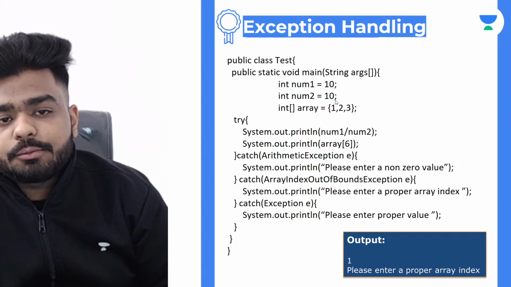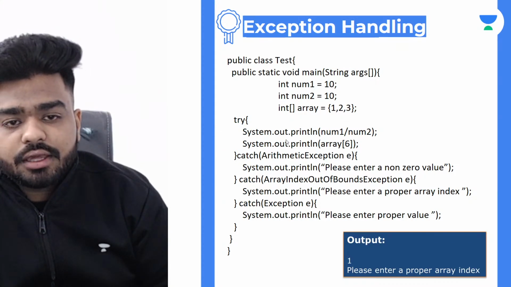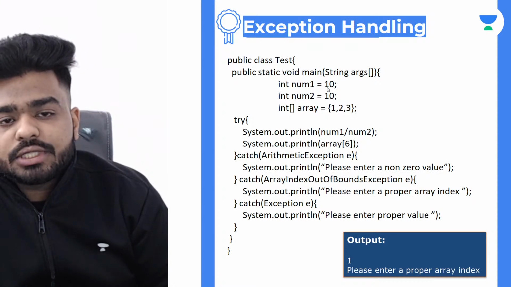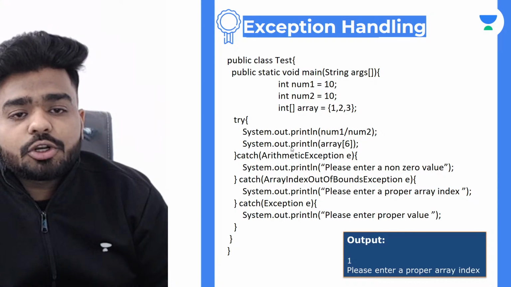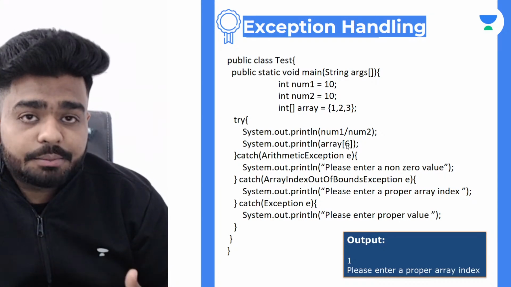So you can see a num1 equal to 10, num2 equal to 10, and there's an array of 3 size. So system auto print num1 by num2, that means 10 by 10. Obviously there's no exception, so it's gonna print 1. And then system auto print array 6. This is what there is an exception.